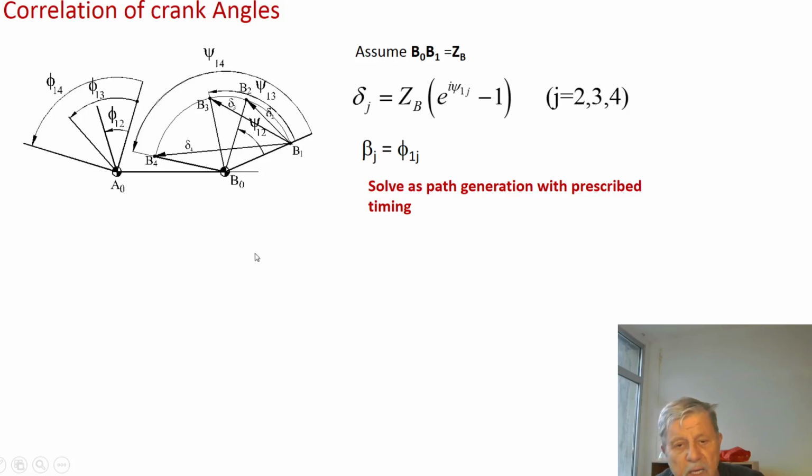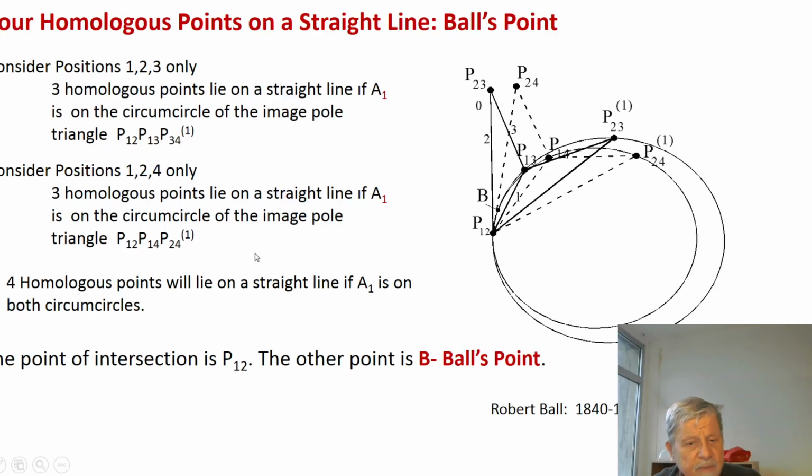Okay? The last problem that we are going to discuss, we have seen three positions to lie on a straight line. Now what happens if you have four positions, if you want four positions to lie on a straight line? Meaning, design a slider for four positions. The answer is very simple. Consider positions 1, 2, and 3, geometrically.